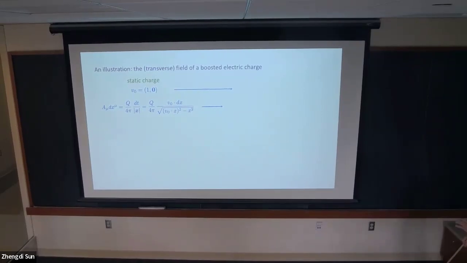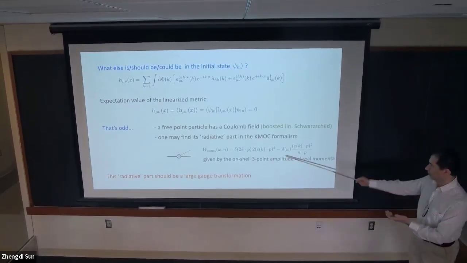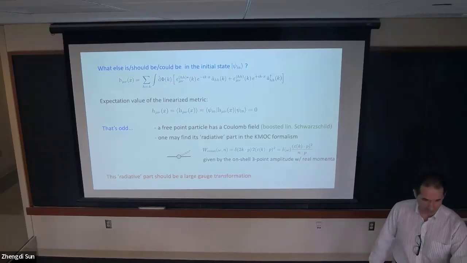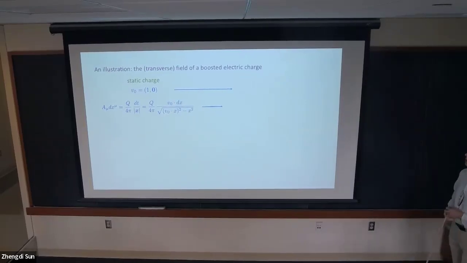Okay, so now how can this be? How can this be? Right? We have a normal 3-point amplitude. How can this be a gauge? Well, so here's an example.